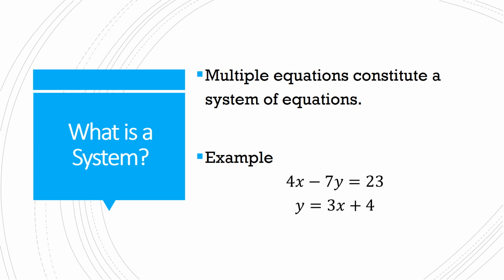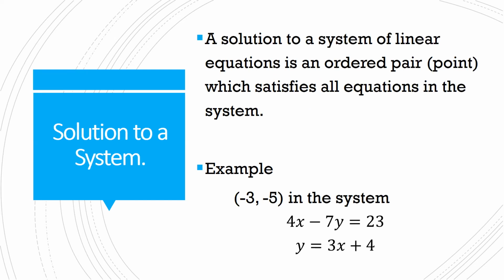Now, as far as systems of linear equations go, the goal is usually to find a solution. So we want to find a solution to a system of linear equations. A solution is going to be an ordered pair or a point which satisfies all the equations in the system.